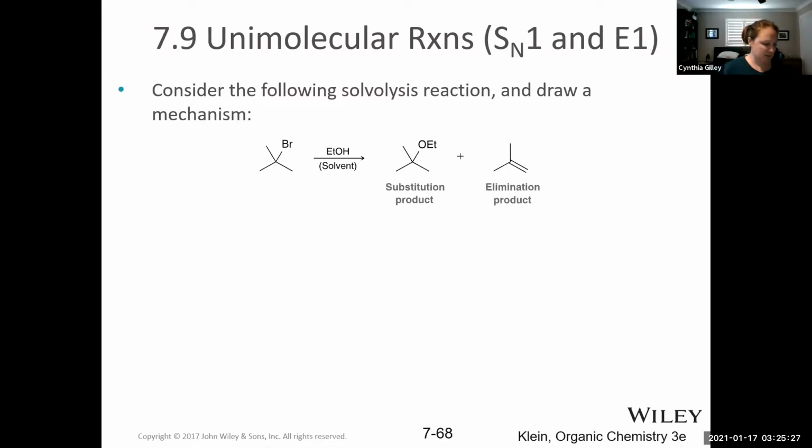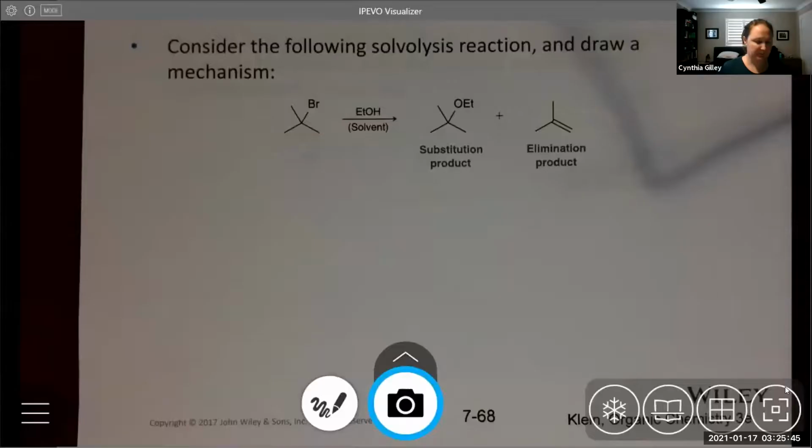And a tertiary substrate is fantastic for an SN1 and E1 reaction because it's going to have a very fast loss of the leaving group step, which again is the rate determining step. Okay, let's go ahead and practice trying that out.